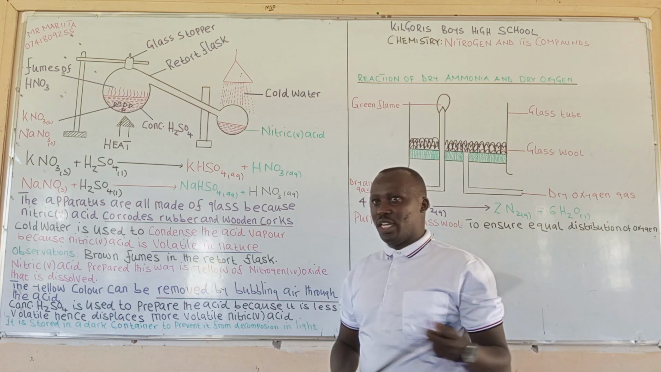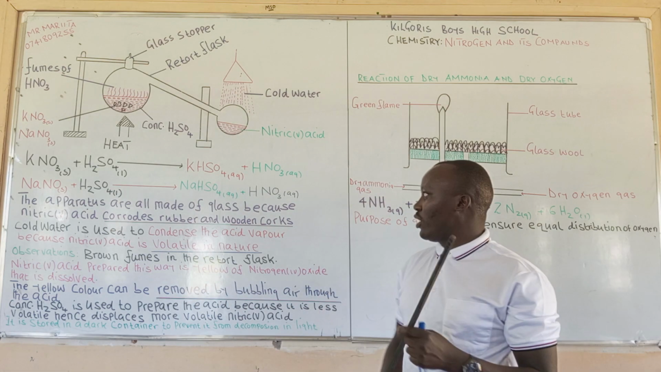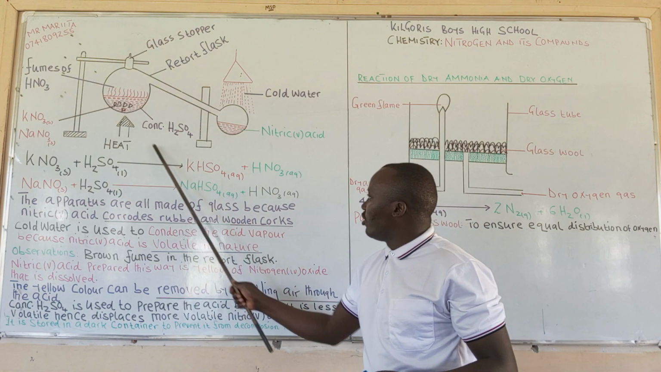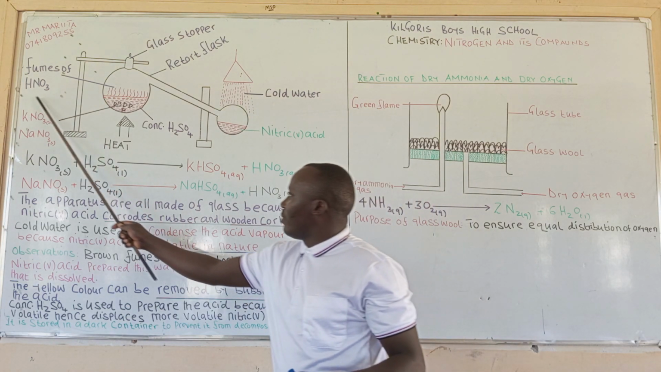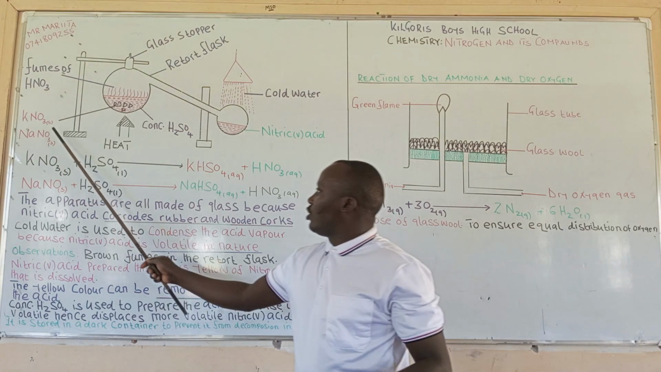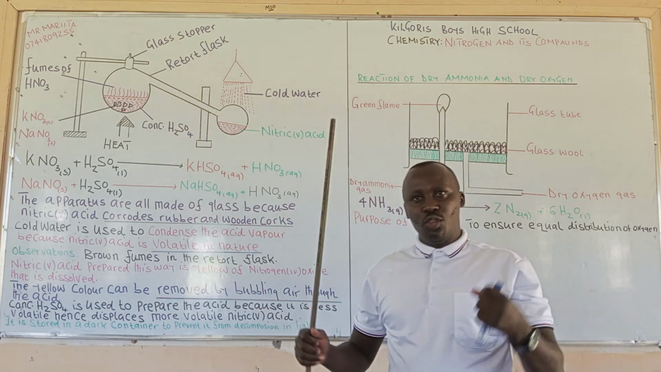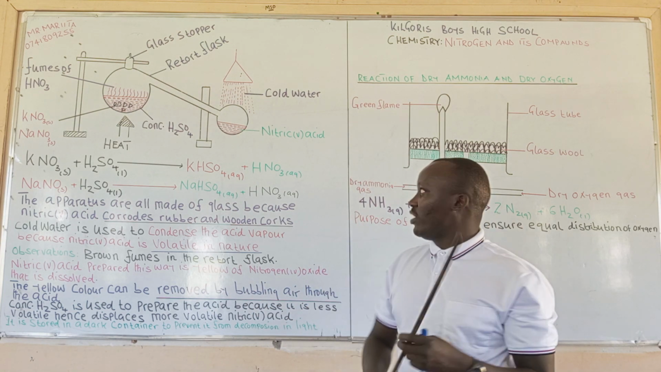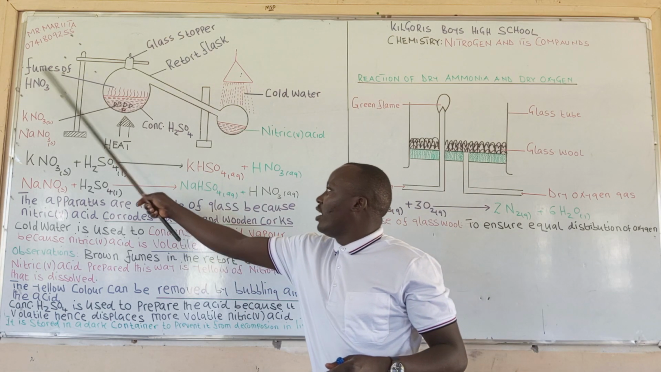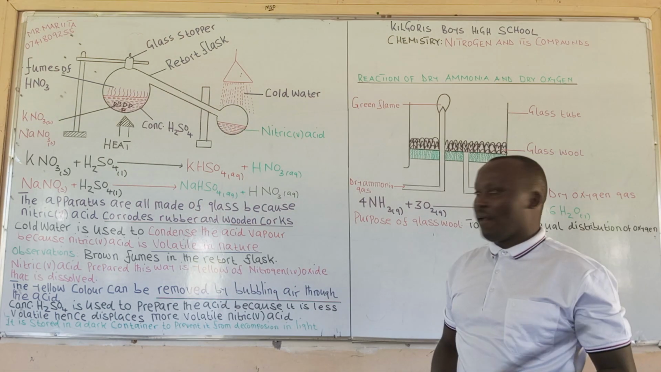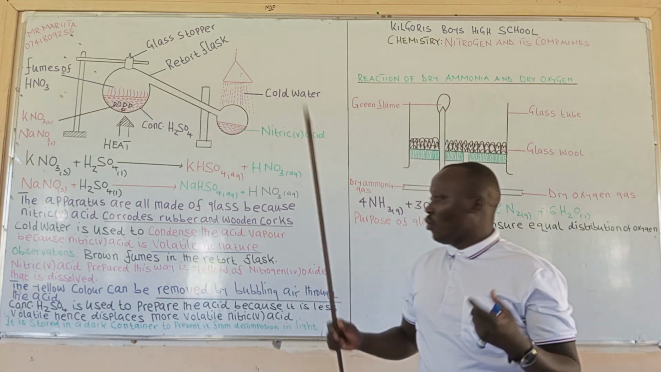So for this reaction to take place, one condition is required: there must be heat. As the reagent for the preparation, we have concentrated sulfuric acid reacting with either potassium nitrate or sodium nitrate. Then you are supposed to state the correct observation made in the retort flask. Of course, you can see fumes of nitric acid there.